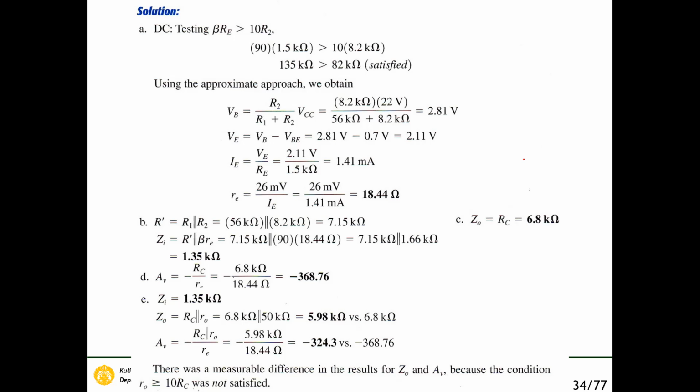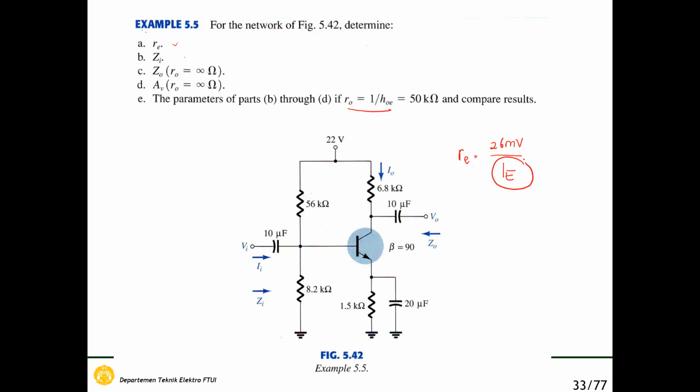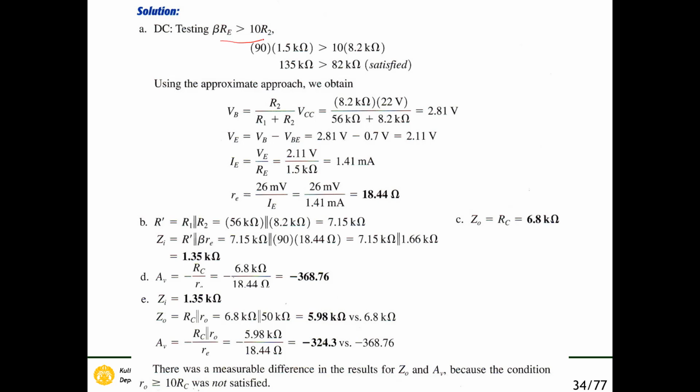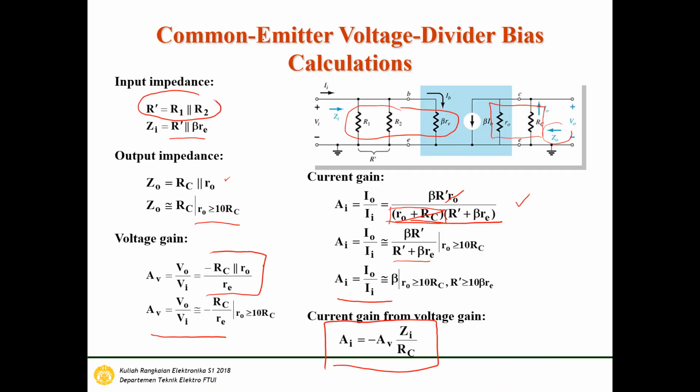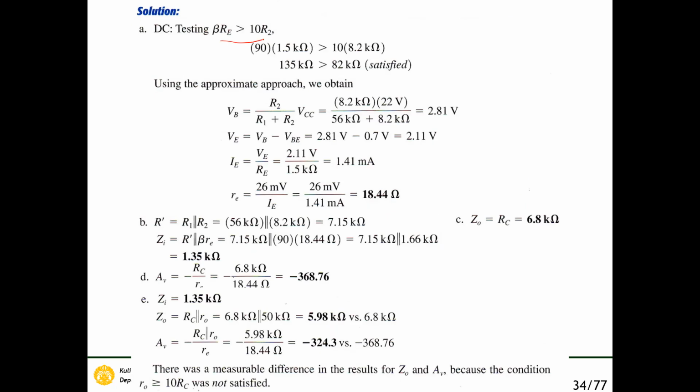For the first one, we have to test whether beta re is larger than 10 R2. If this is satisfied, we can use the approximate approach, like I mentioned in the BJT DC analysis. We can use the exact approach and the approximate approach. We can use the approximate approach when beta re is larger than 10 R2. Okay, RE is 1.5 kilo ohm and R2 is 8.2 kilo ohm. If we multiply beta with 1.5 kilo, we get 135 kilo ohm, larger than 82 kilo ohm. That's why we can use the approximate approach.